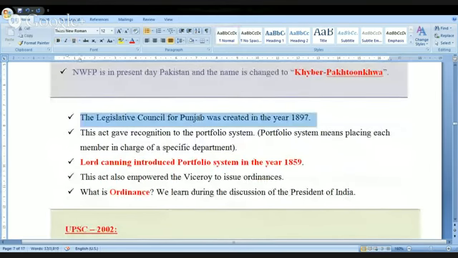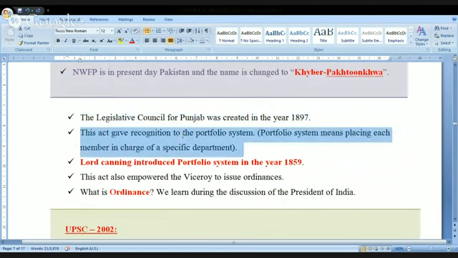The Legislative Council for Punjab was created in the year 1897. This Act gave recognition to the portfolio system. I told you what the meaning of portfolio system is. Portfolio system means placing each member in charge of a specific department. Kindly remember, anything may be a question. Who introduced the portfolio system? The answer should be Lord Canning. Which Act permitted the portfolio system? The answer is the 1861 Act.